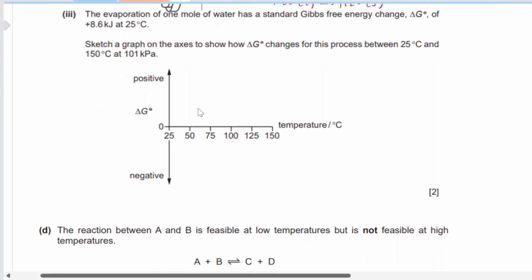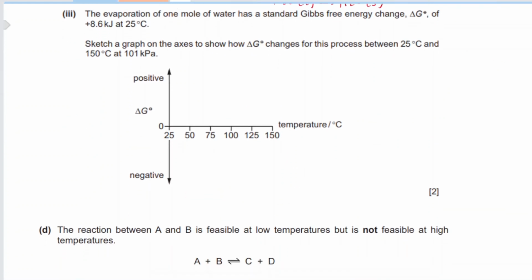The evaporation of 1 mole of water has a standard Gibbs free energy change of positive 8.6 kilojoules at 25 degrees centigrade. Sketch the graph on the axis to show how delta G changes from 25 degrees until 150 degrees. Okay, so the first point that they've given us is that at 25 degrees centigrade, we have it as positive 8.6 kilojoules. So you can just approximate it somewhere, maybe over here.